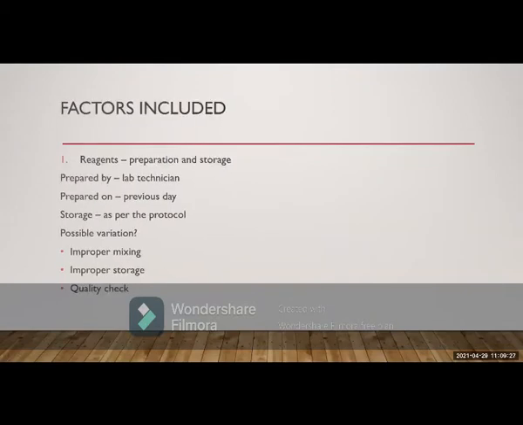So the second factor is also very important because all of these reagents that we prepare, we prepare in glassware. Okay, so we prepare and store it in different forms of glassware. So cleaning is very important. Okay, so cleaning, if there is no proper cleaning, that can lead to cross contamination. Any contaminant that remains from the last experiment can interfere with the reaction and give us wrong results.